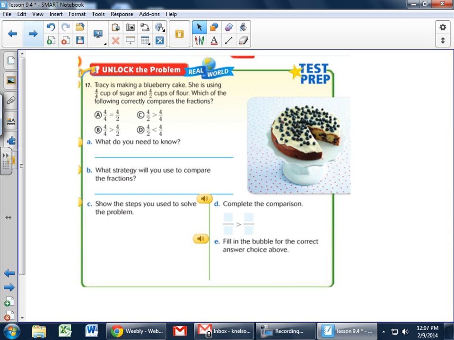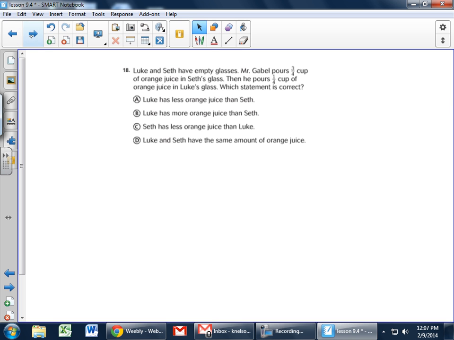Then you're going to complete unlock the problem, draw it out, complete the diagram, and then you have the bottom one, number 18, where Luke and Seth have empty glasses. Mr. Gable pours 3/4 cup of orange juice in Seth's glass, then he pours 1/4 cup of orange juice into Luke's glass. Which statement is correct? Luke has less orange juice than Seth. Luke has more juice than Seth. Seth has less orange juice than Luke. Or Luke and Seth have the same amount of orange juice. So again, there should be a drawing there. You have space to draw it, and then shade it in and give me the correct statement.